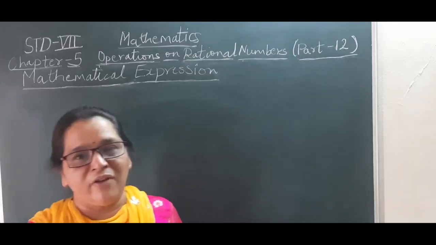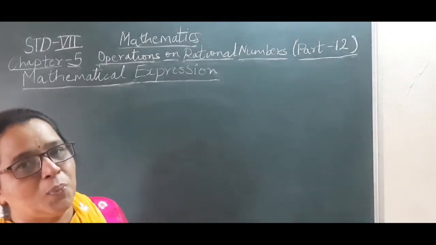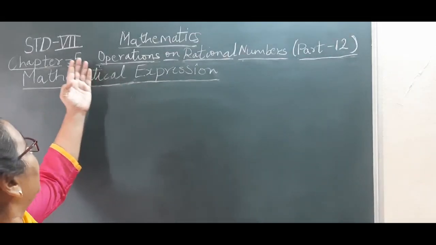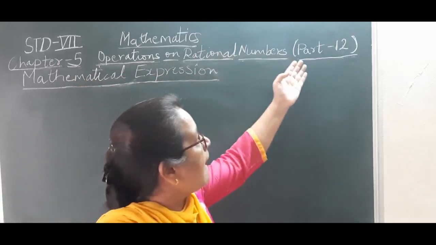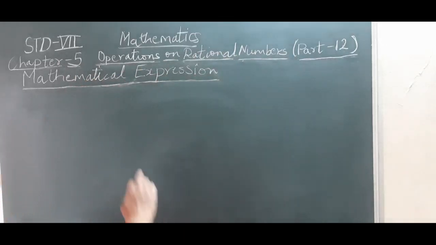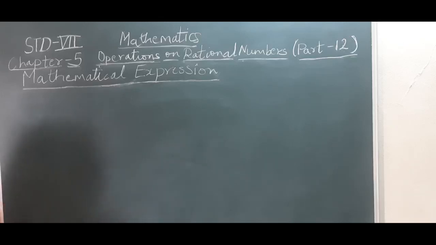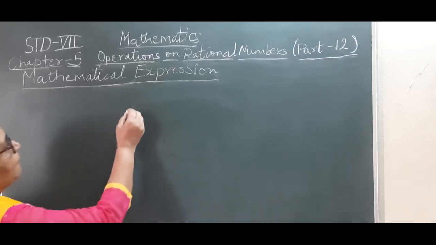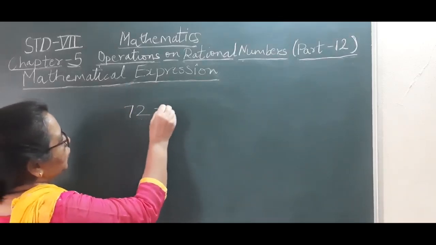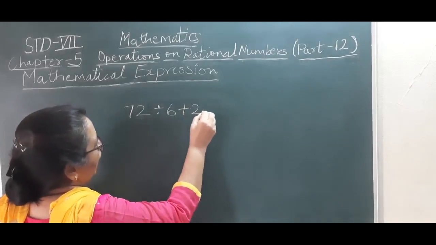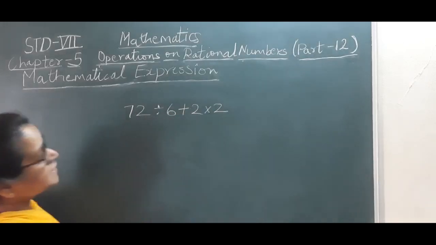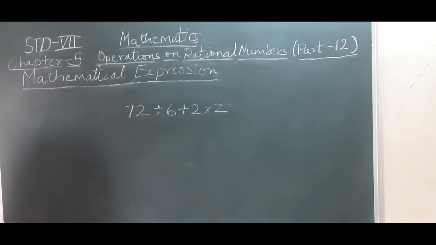Same way, today we are going to continue with the next part of this chapter, that is chapter number 5, Operations on Rational Number, part 12, that is Mathematical Expression. Now let's see, what do you mean by mathematical expression? Let's take an example. 72 divided by 6 plus 2 into 2. This is an example given in your textbook, children.